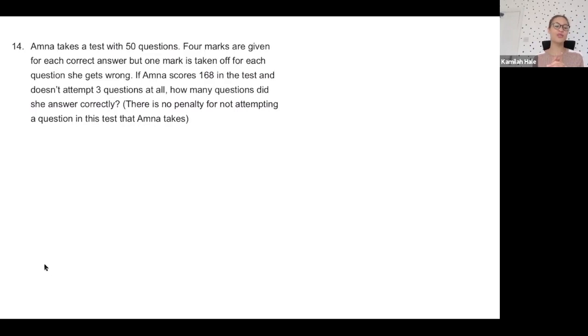So hold off on your answers there, because I don't think you can have worked this out as quickly as you claim. And actually, I'm getting some wrong answers through. So hold up. So she didn't attempt 3 questions, which means she attempted 47 questions. And she didn't lose any marks for not attempting those questions. So if she got all of the answers right, what would be her score?